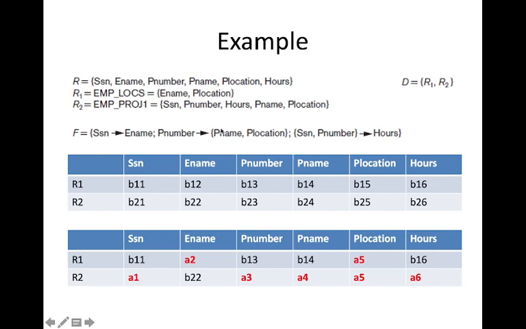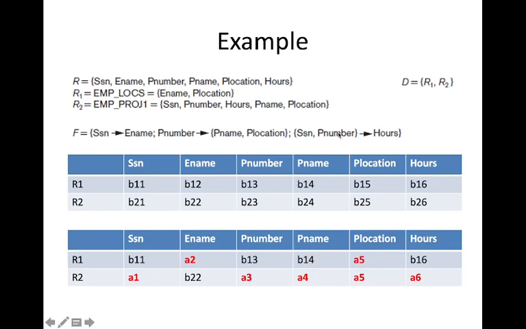Then next we have P number to P name and location. So we have to take P number, that is the X part. For P number, we have B13 and A3. Those two are having different symbols, so we should not do anything there.